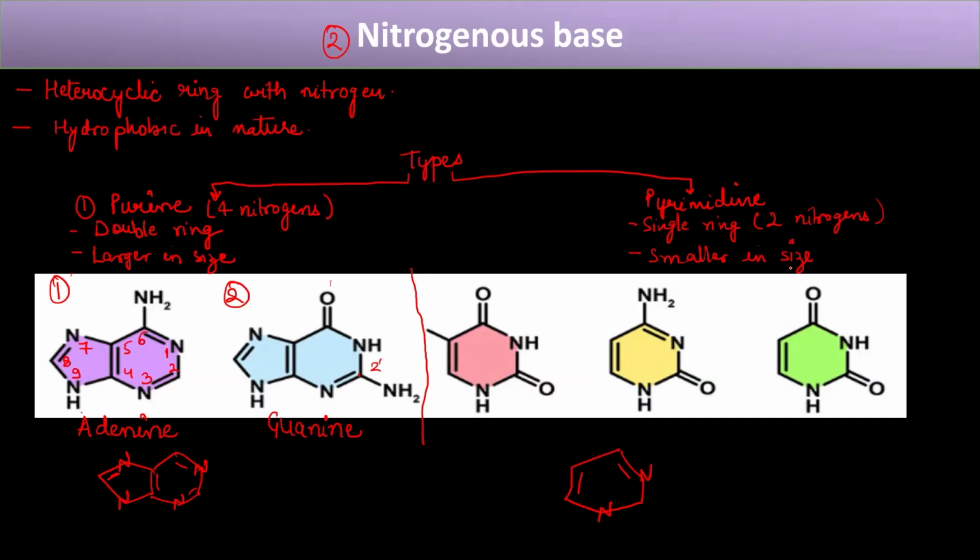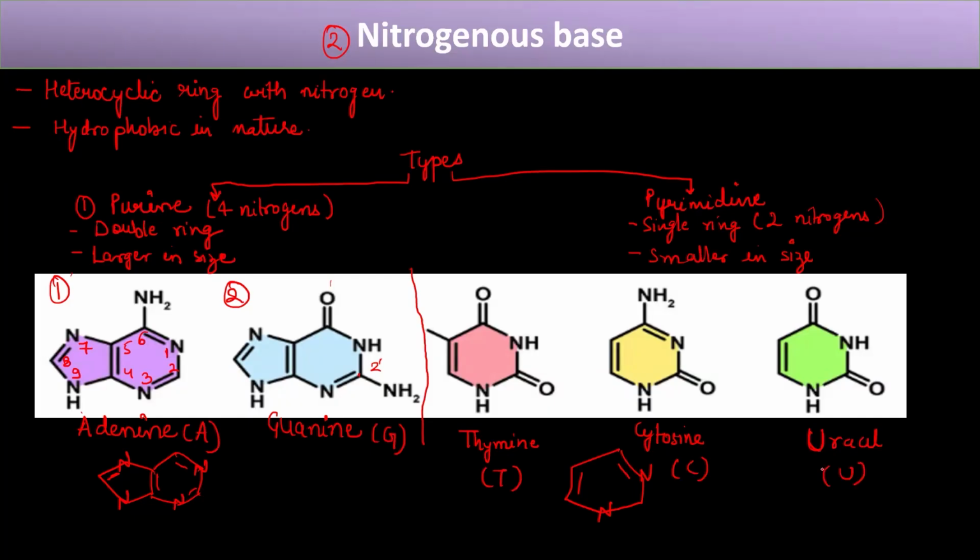Now, the pyrimidine is of 3 types. The first pyrimidine that we are looking at is thymine. The second is cytosine. And the third is uracil, so this is U. Also, adenine is represented by A, guanine is represented by G, thymine by T, cytosine C, and uracil U.